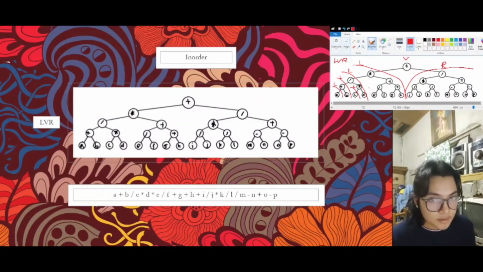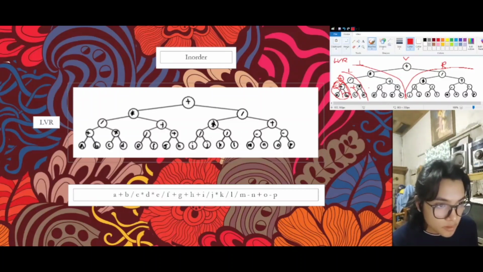Why is that? Since we start at the leftmost, we're going to have A, and then the parent node of A is plus, so we put plus here. And since the right node of plus is B, it's going to be put here. Since we are done with this left node, it's now going to be this left node.